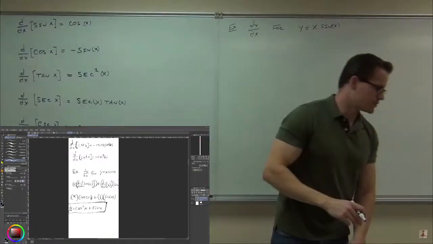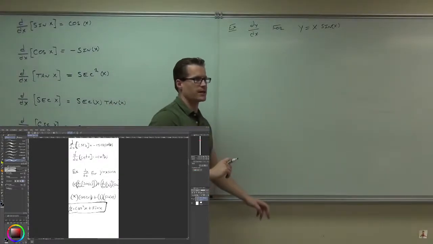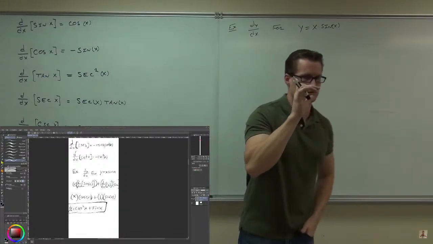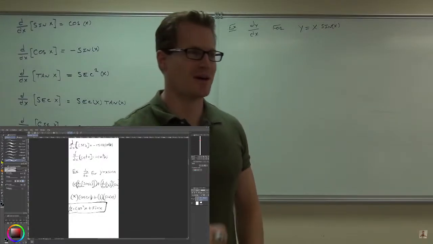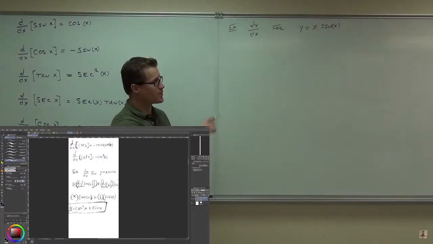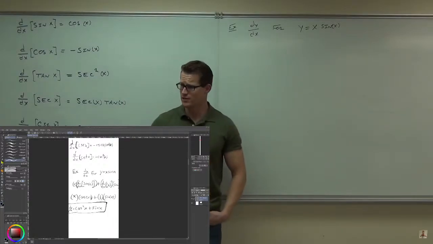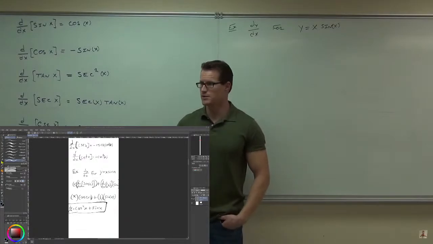I want us to find the derivative for y equals x sine x. That's my goal. Now, I'll tell you what. A lot of people are going to get this wrong because they don't see something they should be seeing. If they look at that the first time, they go, oh, well, that's very easy. The derivative will be cosine x, 1 times cosine x. You see how they could make that mistake?